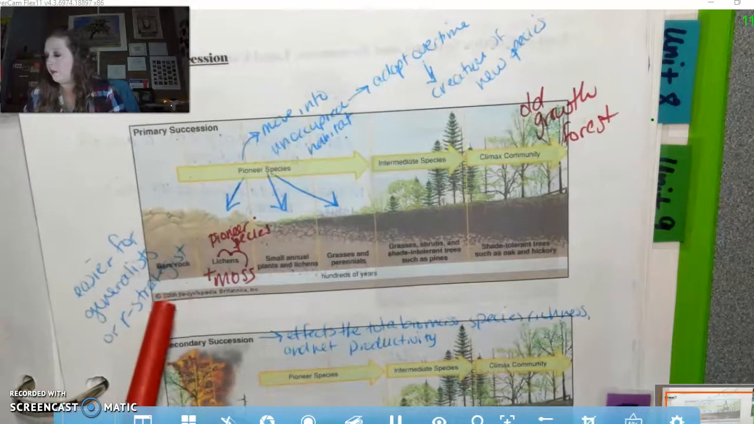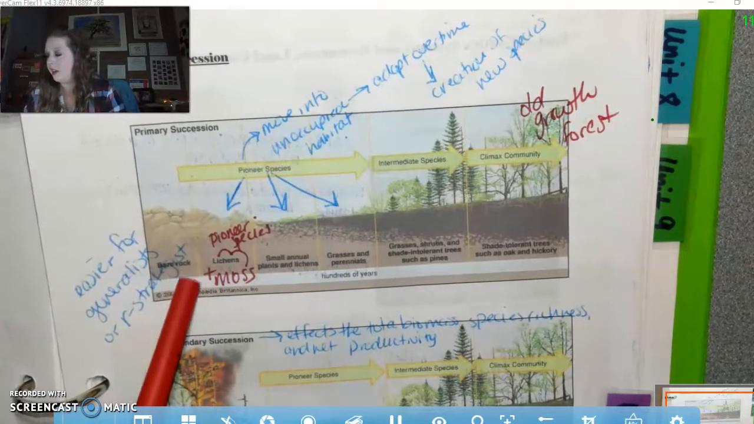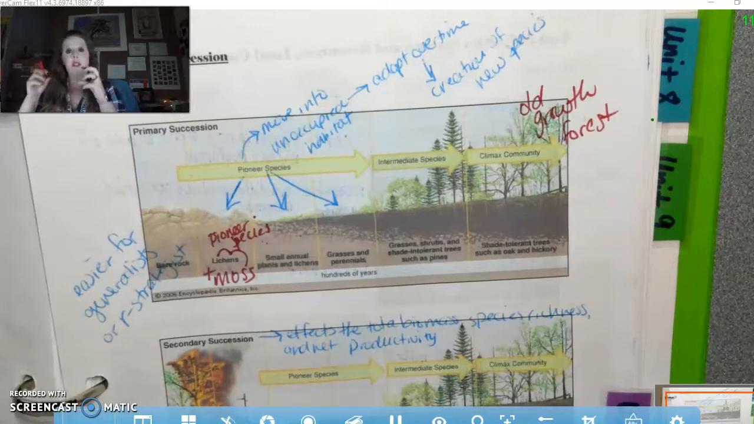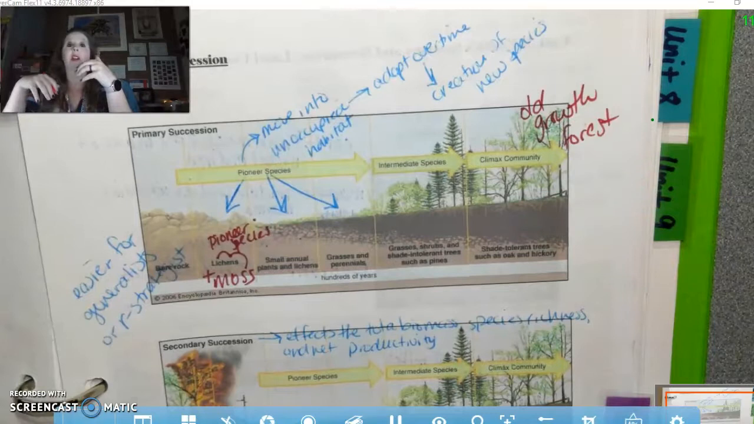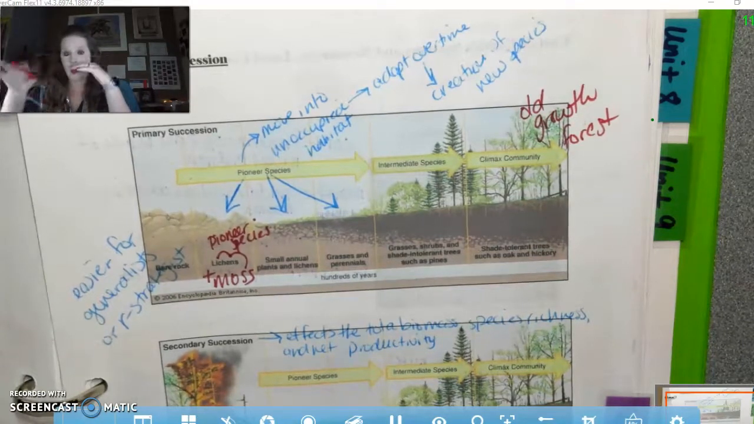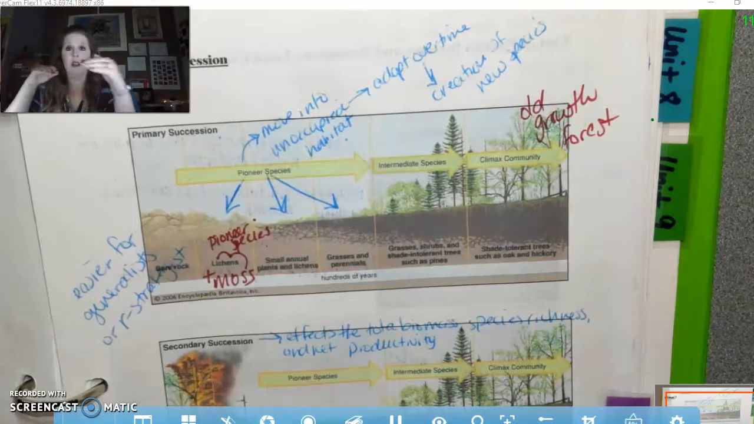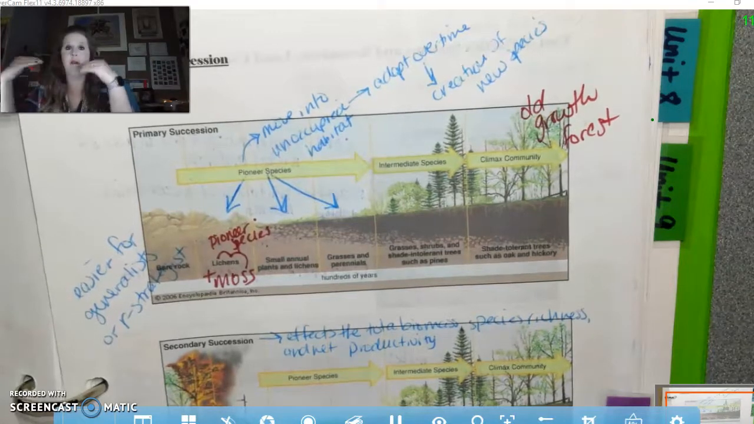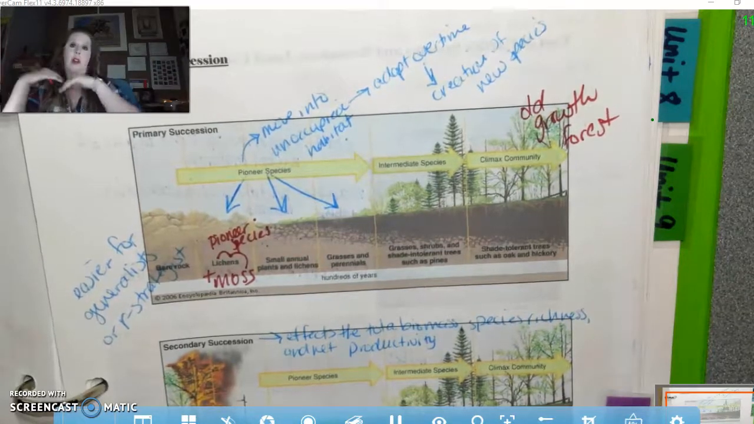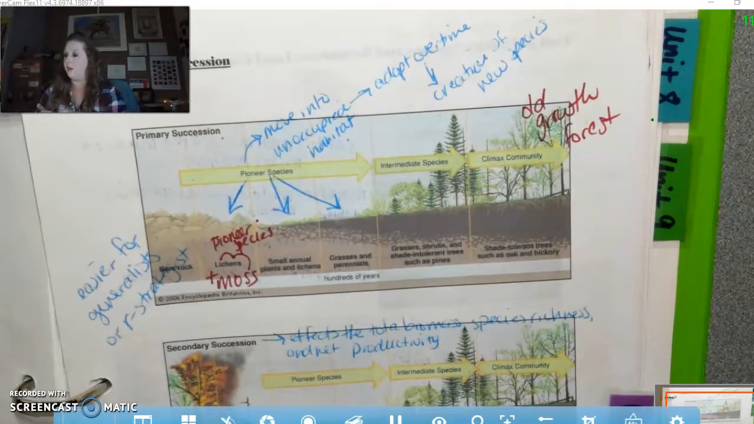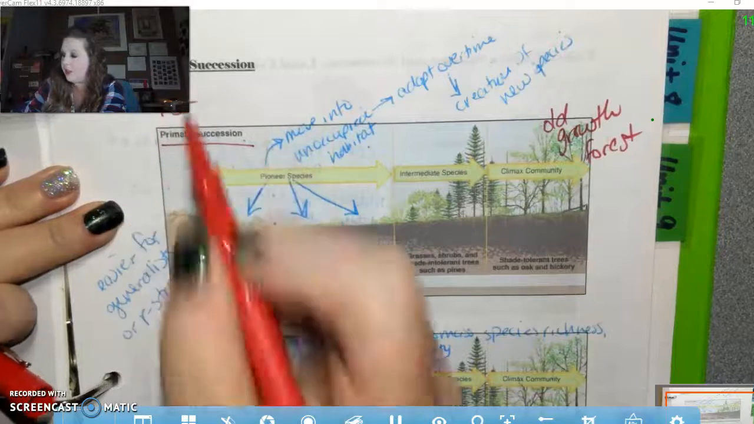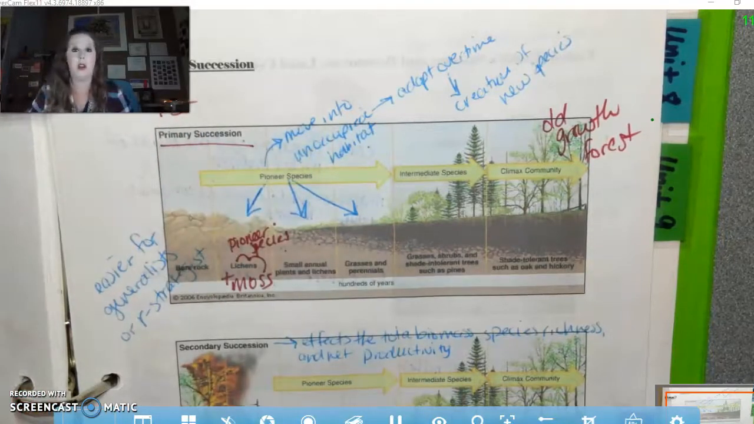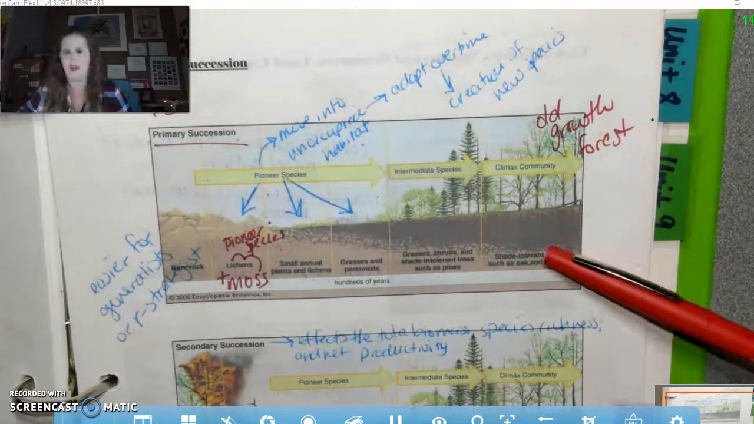Now, a lot of times, back here in the beginning with bare rock, you'll see glaciers involved in this as well, because glaciers will thaw and refreeze every summer and winter. And so it causes this movement, this friction back and forth over the rocks, which will also create soil as well. Okay, so this is called primary succession because it is first. It is the first succession to happen.